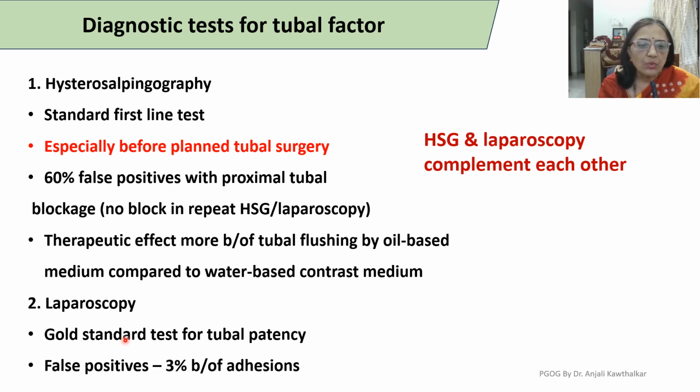Laparoscopy is considered the gold standard test for tubal patency because we know that there are so many false positives with the HSG. If we are asked which is the gold standard test for tubal patency, your answer should be laparoscopy. Here also false positives are around 3%. That means there is no tubal block, but you feel that there is a block, and this misinterpretation in laparoscopy is usually because of the presence of dense adhesions.